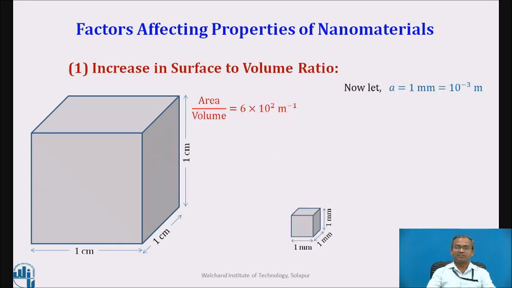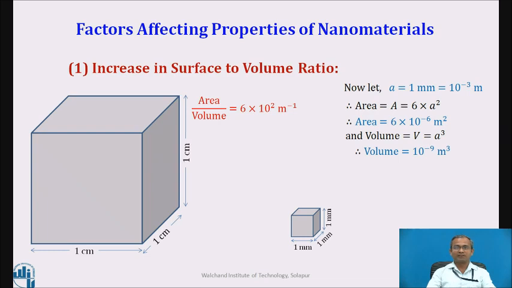Now let us consider the same material in small cluster form. If one such cluster is in cubic size of length say 1 millimeter, that is 10 raised to minus 3 meter, then the surface area of this small cluster will be 6a square, that is to say 6 into 10 raised to minus 6 square meter, and the volume of this smaller cluster will be V equal to a cube, which turns out to be 10 raised to minus 9 cubic meter. Thus, the surface area to volume ratio for this small cluster will be 6 into 10 raised to minus 6 divided by 10 raised to minus 9, which turns out to be 6 into 10 raised to 3 per meter.